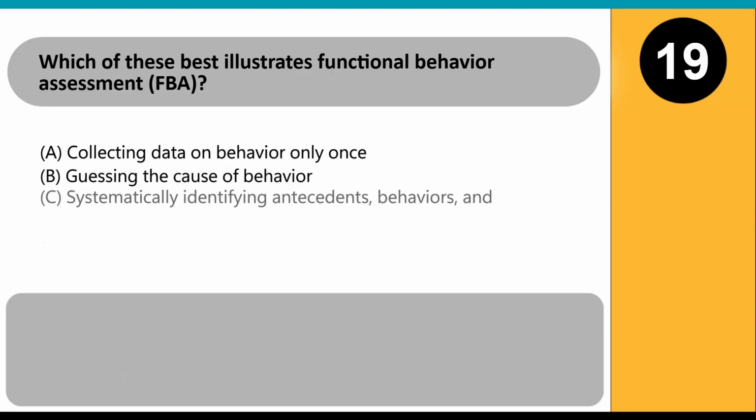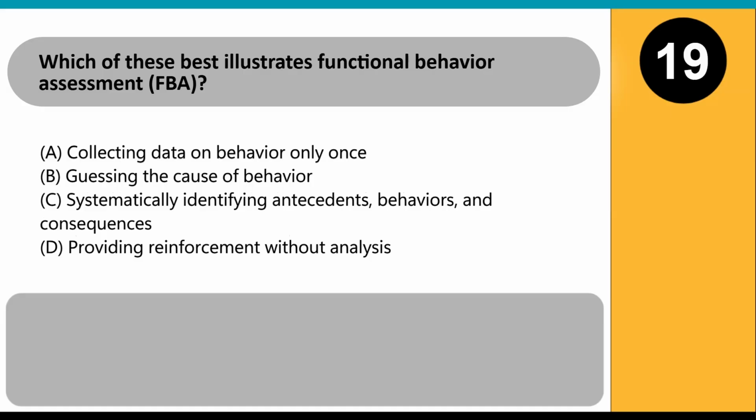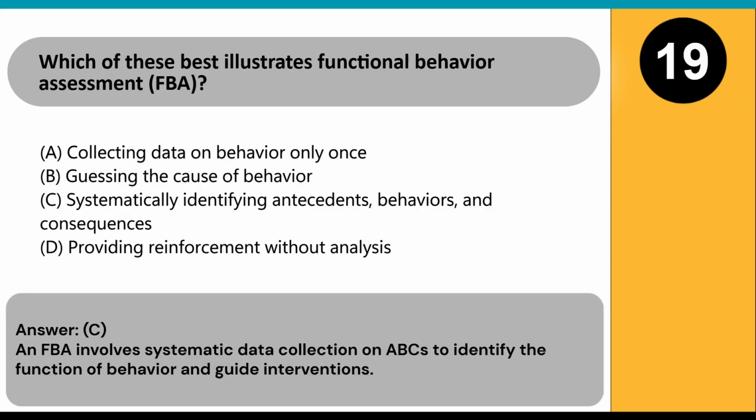cooperation. Which of these best illustrates functional behavior assessment, FBA? A. Collecting data on behavior only once. B. Guessing the cause of behavior. C. Systematically identifying antecedents, behaviors, and consequences. D. Providing reinforcement without analysis. Answer C. An FBA involves systematic data collection on ABCs to identify the function of behavior and guide interventions.